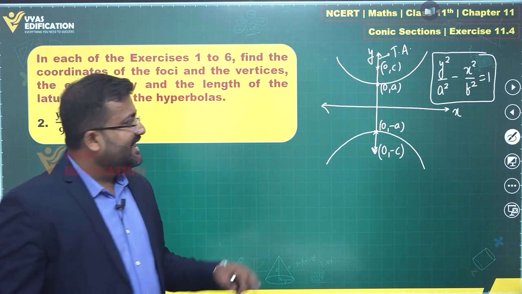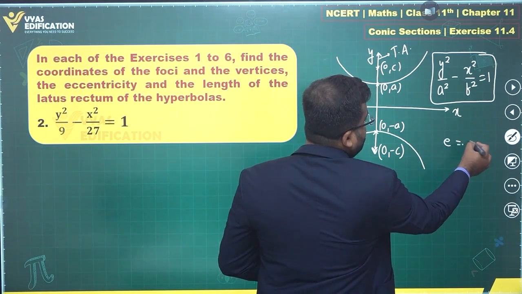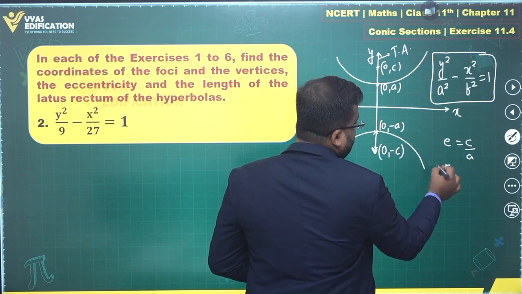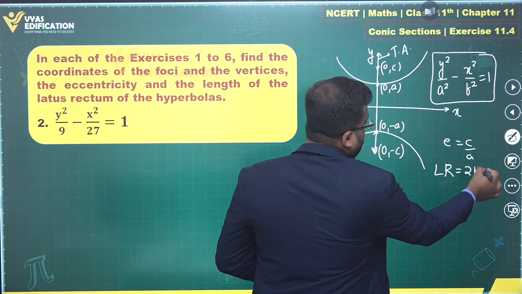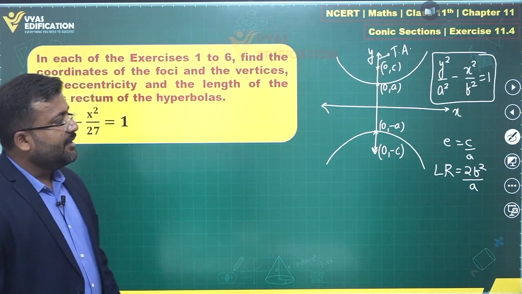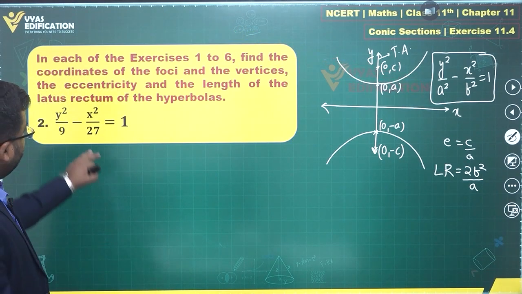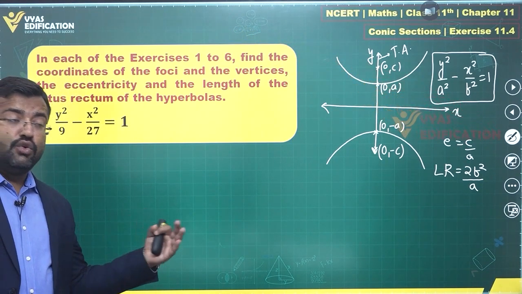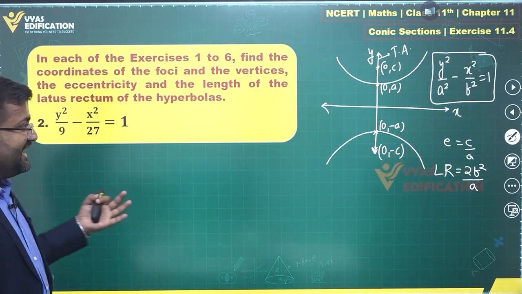Latus rectum and eccentricity are pretty simple. Eccentricity is once again c by a. Latus rectum is 2b square upon a. This is the latus rectum, right? Eccentricity is c upon a and latus rectum is 2b square upon a for this one. So once we are through with all of that information, we can deal with this particular question.